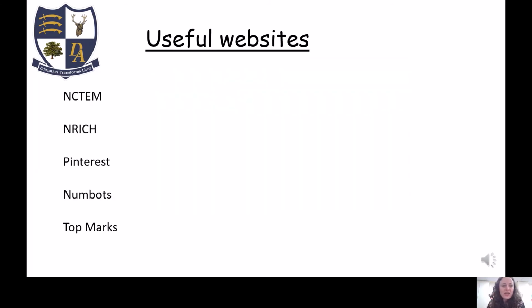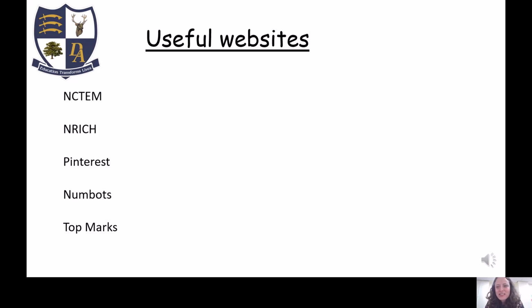A useful website is NCETM, so that is a lot about the number blocks, and it has lots of different PowerPoints and resources and just extra information for adults about how maths in early years is looking at the moment. The NRICH website is the website that I spoke about earlier, where there's lots of little activities that the children can do at home with minimal resources. I put Pinterest on because Pinterest is great for ideas for practical ways to do maths at home.